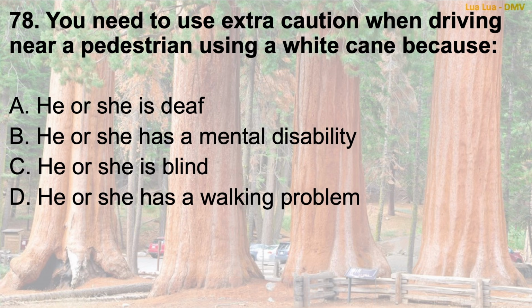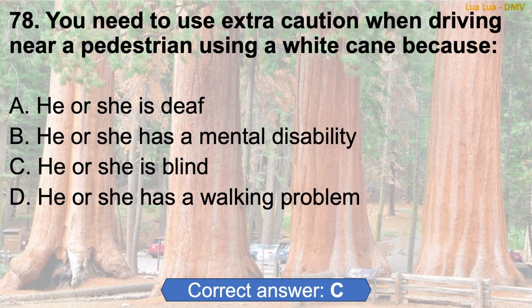Question 78. You need to use extra caution when driving near a pedestrian using a white cane because A. He or she is deaf. B. He or she has a mental disability. C. He or she is blind. D. He or she has a walking problem. The correct answer is C. He or she is blind.